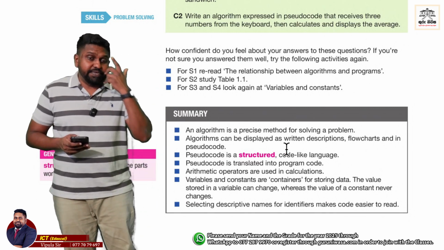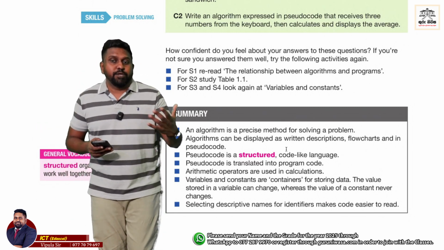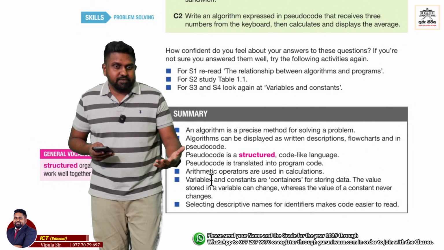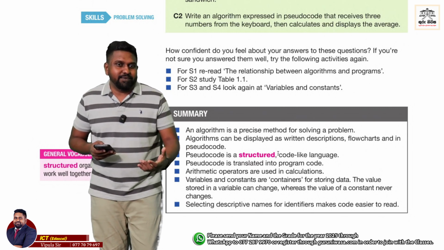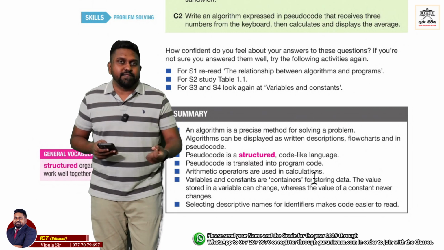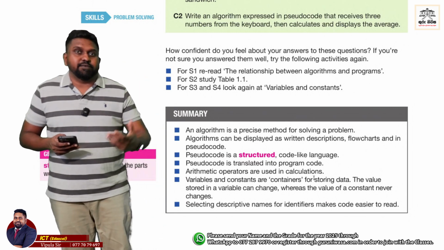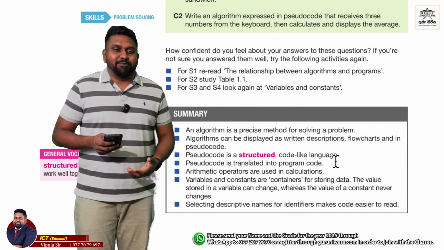So why do we need pseudocode? We use pseudocode to translate the algorithm which we have written into program code. So pseudocode is translated into program code. Since pseudocode is comprised of this algorithm which we have made, that's going to be converted into program code.